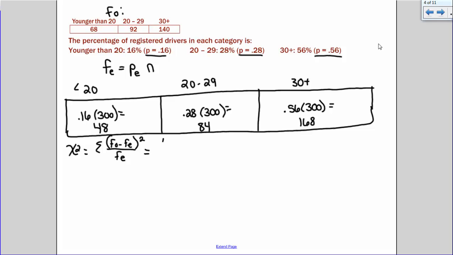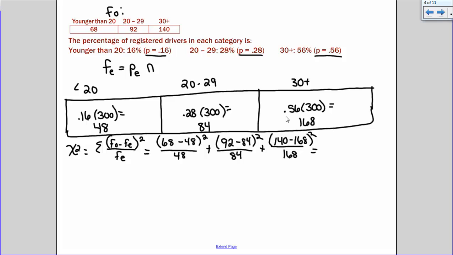So we have 68 minus 48 squared divided by 48. So the observed frequency in our sample minus the expected frequency for that same group squared divided by the expected frequency. And then we just do the same thing for all the groups. So 92 minus 84 squared divided by 84, and 140 minus 168 squared divided by 168.